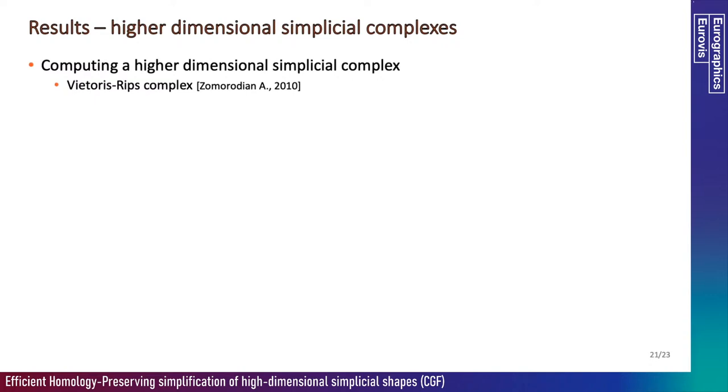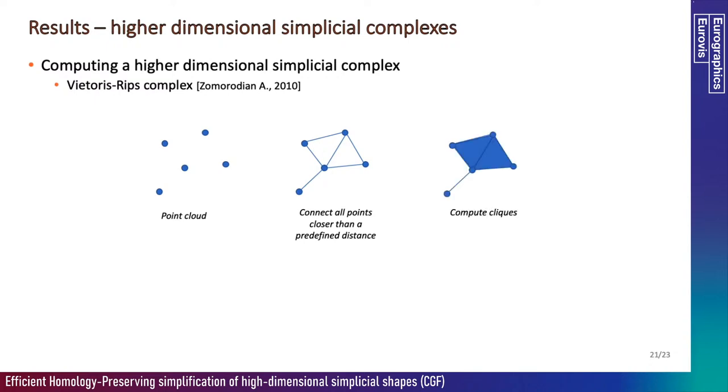Now, before moving to higher dimension simplicial complexes, we need to clarify how we compute them, since we've just seen that the skeleton blocker is not performing well if we pre-compute a general complex and we input that inside the data structure. So for this reason, we move to Vietoris-Rips complexes, which are a specific type of complexes computed as follows. We start from a point cloud, and we define a distance function as well as a value for this function. And we connect all points that are closer than this defined value. So after we have done that, we obtain basically a graph. We can compute the cliques of this graph, and then we obtain the Vietoris-Rips complex.